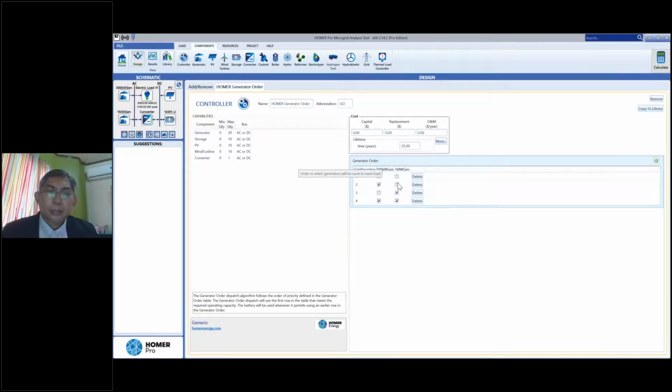So you can set up this generator order in any way you want. If you have 6 or 7 generators, obviously you'd have a lot more rows here. So I did that, and just to show the results.